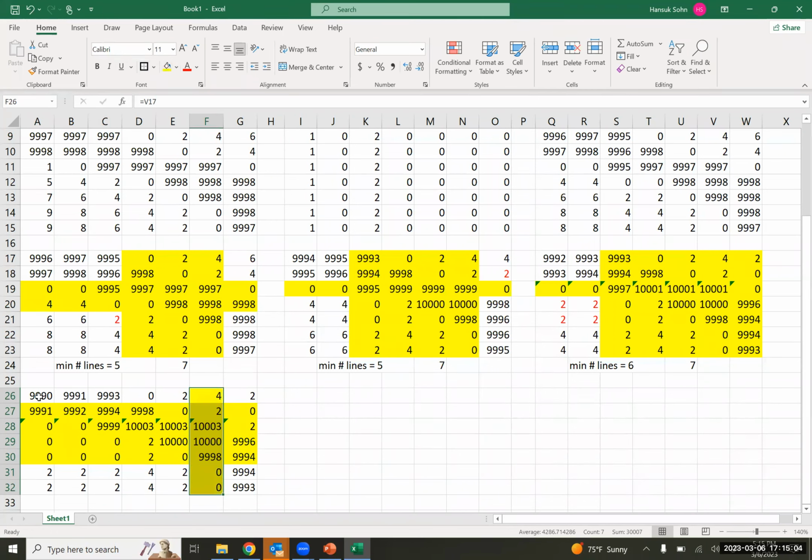But we need one more, right, to cover this 0. So I drew 6 lines, right? Okay. So the minimum number of lines is 6.